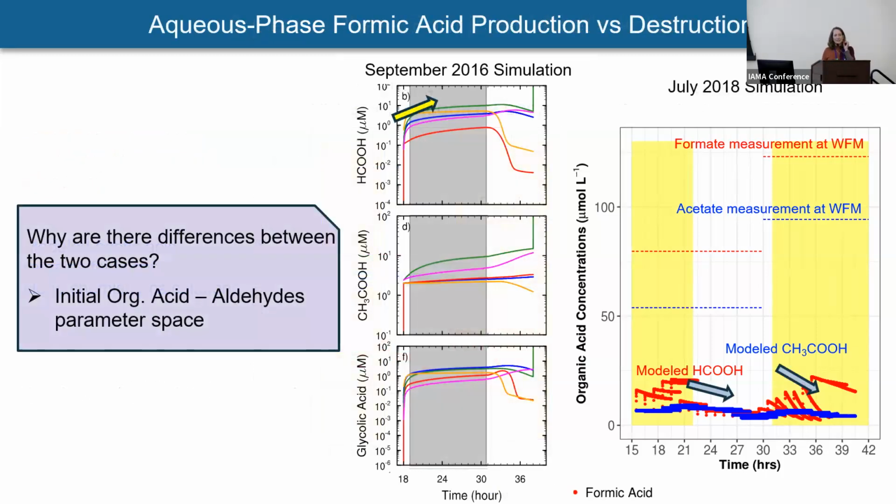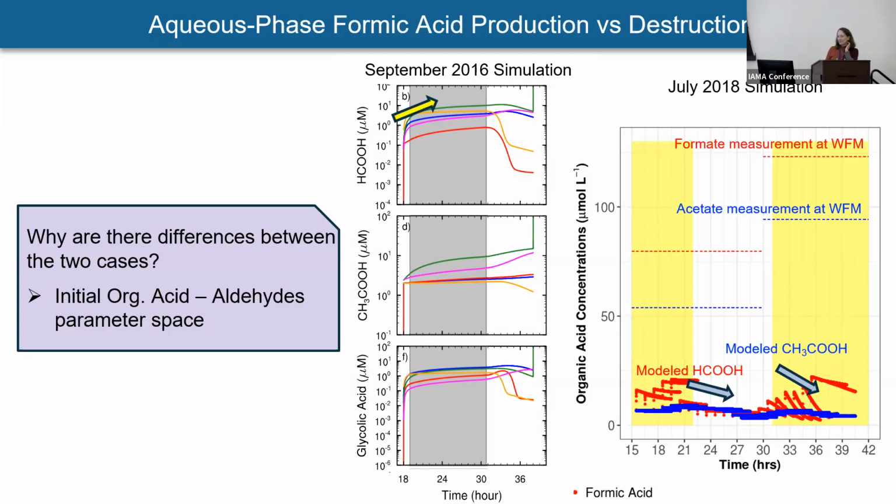So one of the things I thought was curious is that in our September simulation, we saw in general formic acid and these organic acids increasing over this long time period. But in this other case in July, we see this decrease, especially in formic acid. And I was trying to figure out, well, how can I try to quantify this and come up with a way to explain these differences?